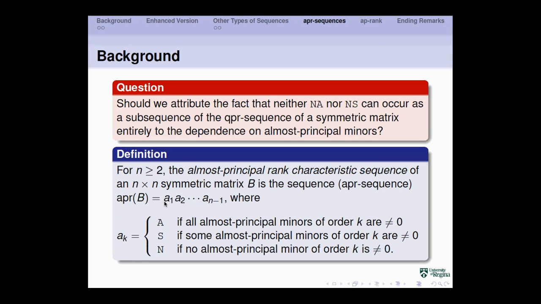Now, let me point out one difference. Notice this sequence only goes to length n-1. That's because there are no n by n almost principal submatrices of an n by n matrix. The only n by n submatrix of an n by n matrix is the whole matrix itself, and that's not almost principal. So you have to stop at size n-1. So that's one little difference in this game. But it's a natural question to ask. Well, okay, I think it's a natural question to ask. I mean, some might argue that it may not be interesting, but I think it is.